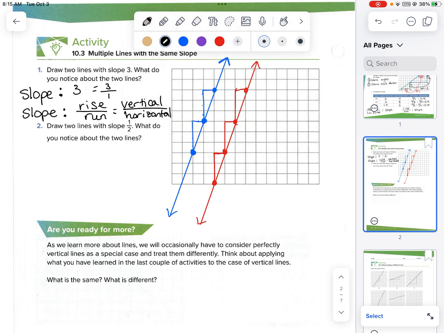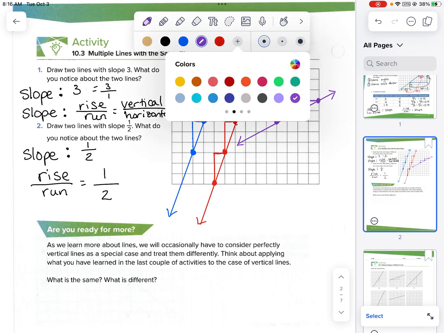So our next 2 lines want to have a slope of 1/2. So that means my rise over my run. My rise is 1, my run is 2. All right, so let's go here. My rise is 1, my run is 2. You can actually repeat that as many times as you want. I'm just going to draw my line through those 3 dots.